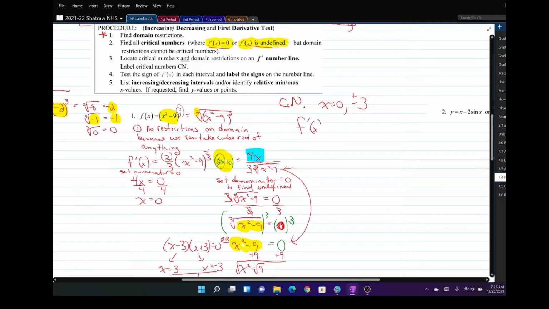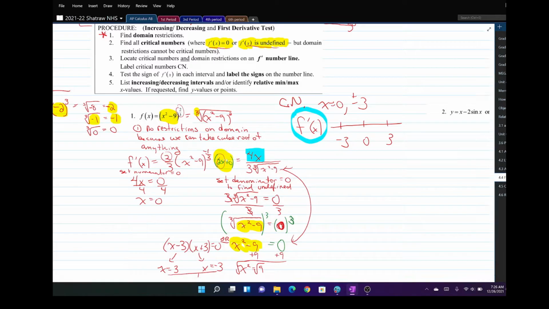So what is an F prime number line? This is an F prime number line where I'm writing down that 0, I'm writing down that positive 3 and that negative 3, and those are my critical numbers. Now, if you have to write down this part right here, you must state that that is the number line for the derivative. Otherwise, you run into some trouble. You might lose points for justification.